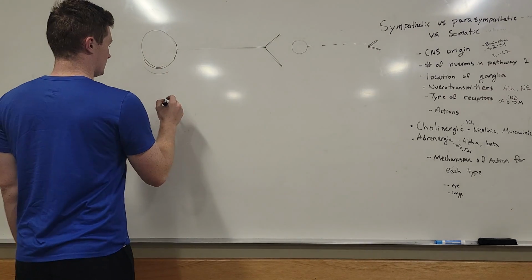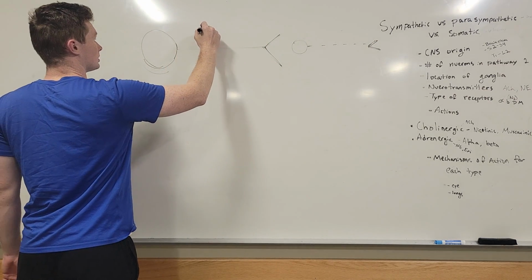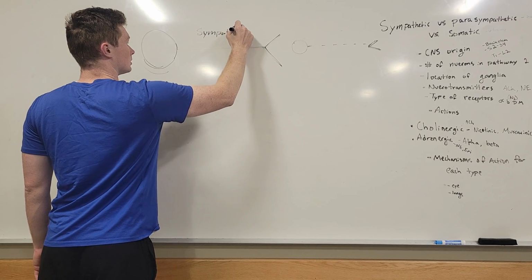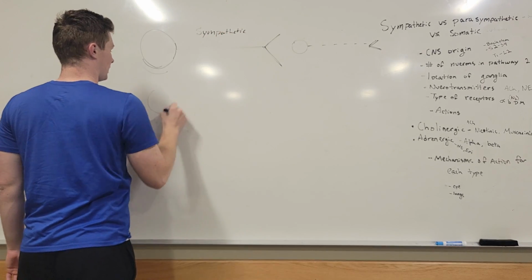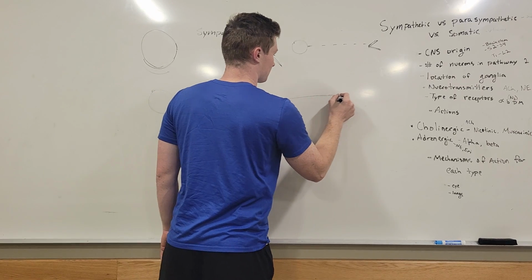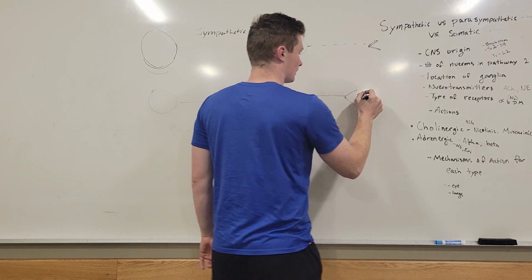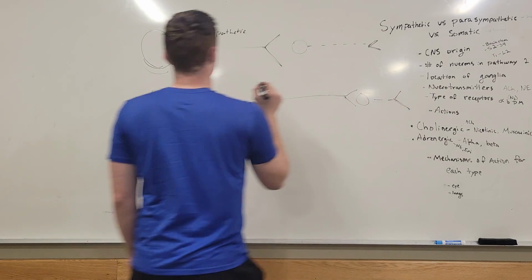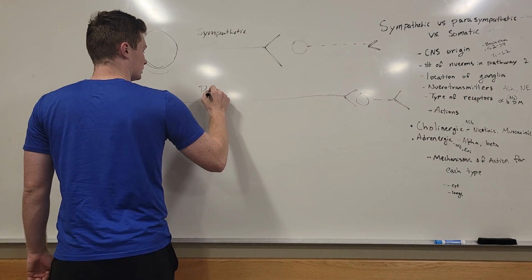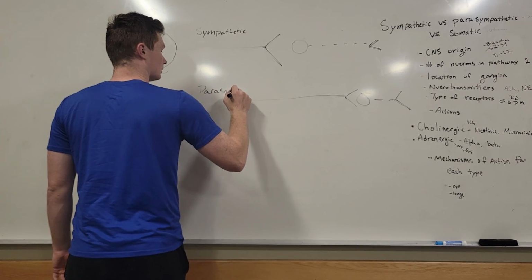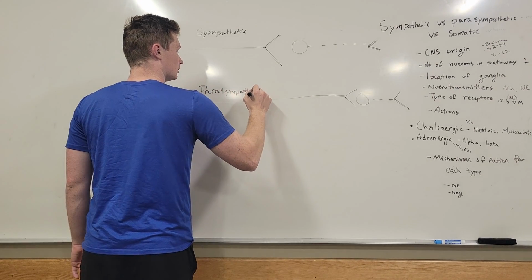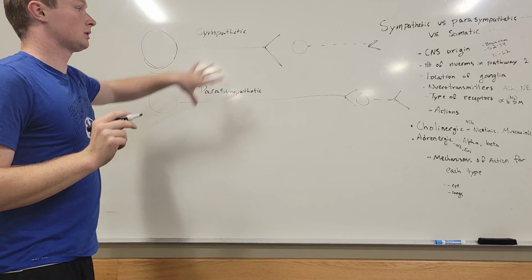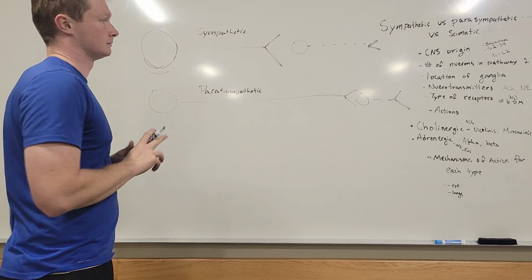This is going to be our sympathetic pathway, and this is going to be our parasympathetic pathway. Okay, so we've got two different pathways. We're also going to be talking a little bit about the somatic.